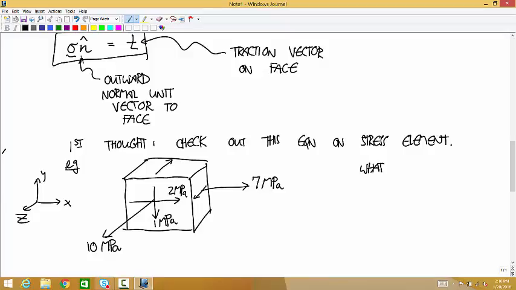And say that we're going to use this equation to calculate the traction vectors on each of the 6 faces. Well, let's not do all 6. That'd get a little tedious, but let's do 3 of them. So let's do 2 positive faces and 1 negative face. So let's do plus x, plus z, and minus y faces.